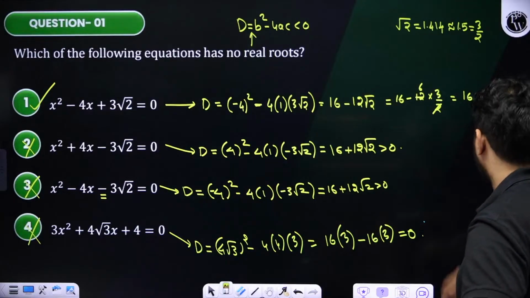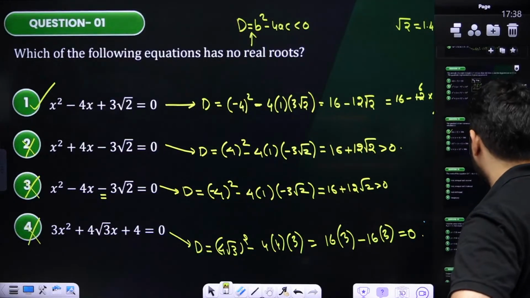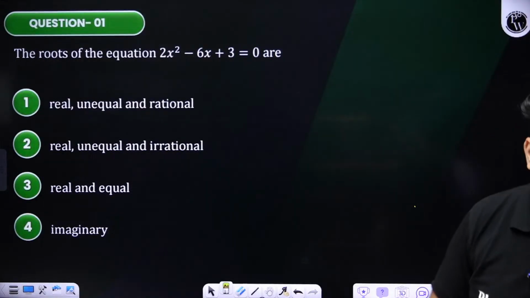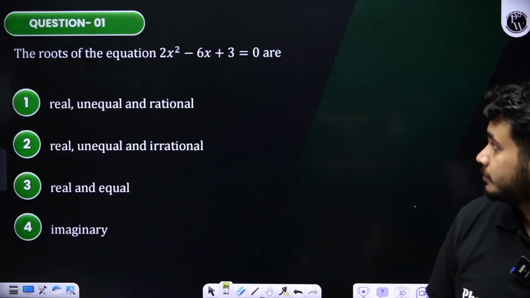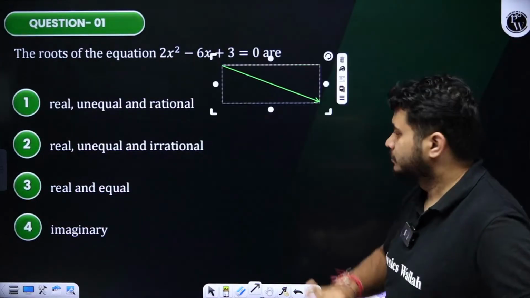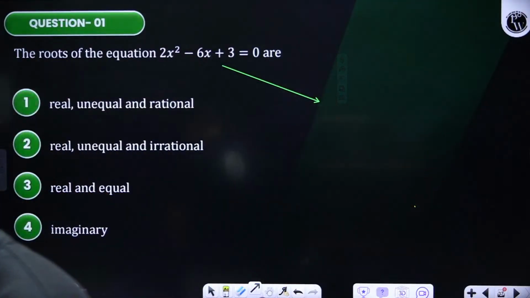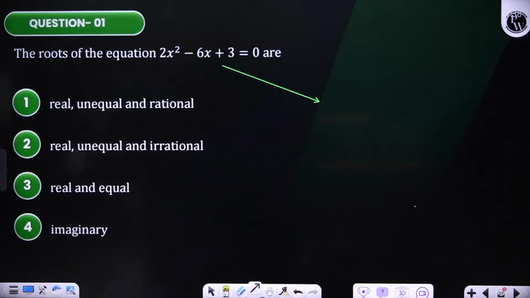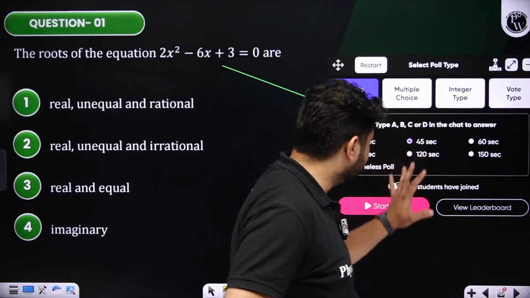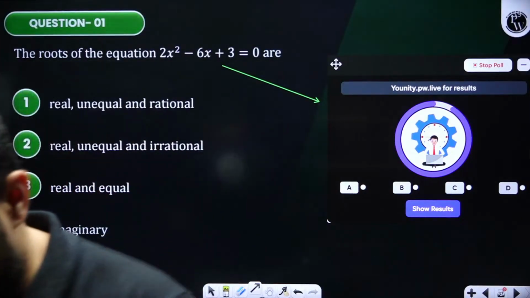Yes, no one has done it correctly. Fine. So yes, that's it my dear students. Fine. This is one problem, if you want, do it. The roots of this equation are, the roots of this equation are, fine. First students, I am giving you a poll, 100% answer should come from everyone. 100% answer you need to get. Fine, do it.